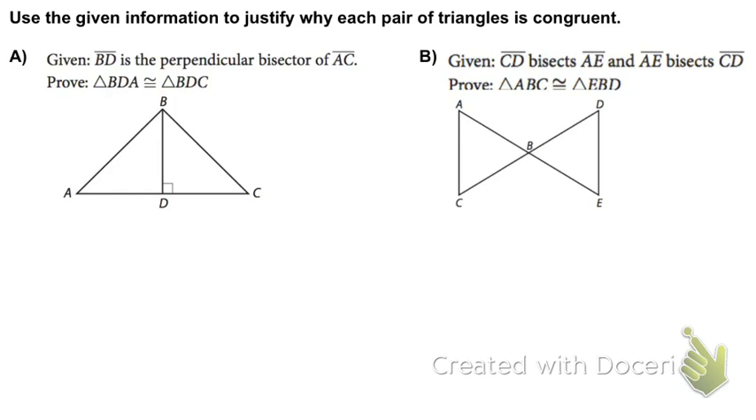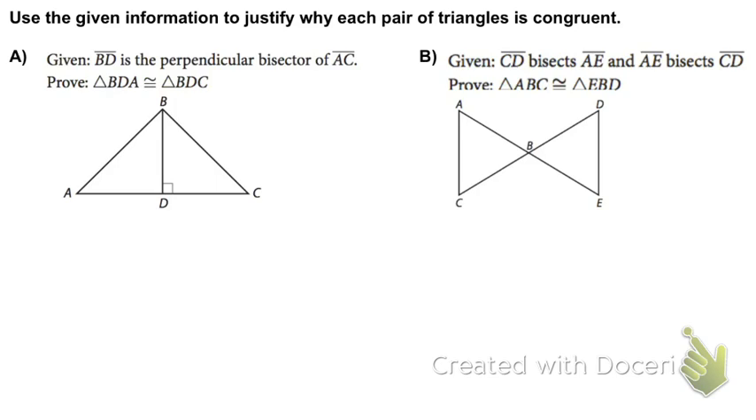Use the given information to justify why each pair of triangles is congruent. So on letter A, we're going to do letter A together. I want you to try to do letter B on your own after that, okay? Letter A. We're given that segment BD is the perpendicular bisector of segment AC.